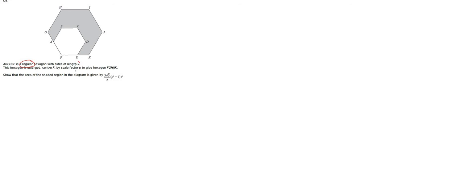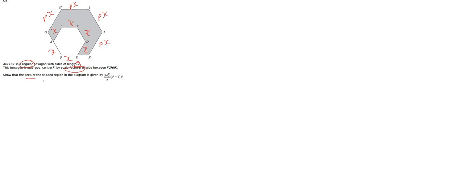And it has a side length of x. So that means that this is x, and this is x, and this is x, and this is x, and this is x, and that's x. Right? Okay. And then the hexagon's enlarged by a scale factor of p. So that means that if that side is x, this side length is p times x, p times x, p times x, p times x.